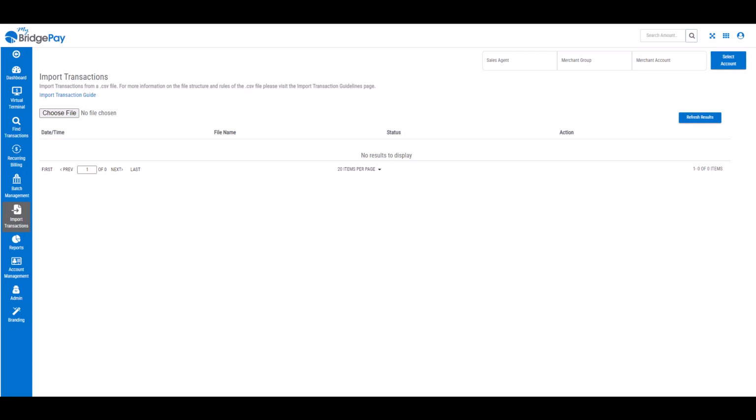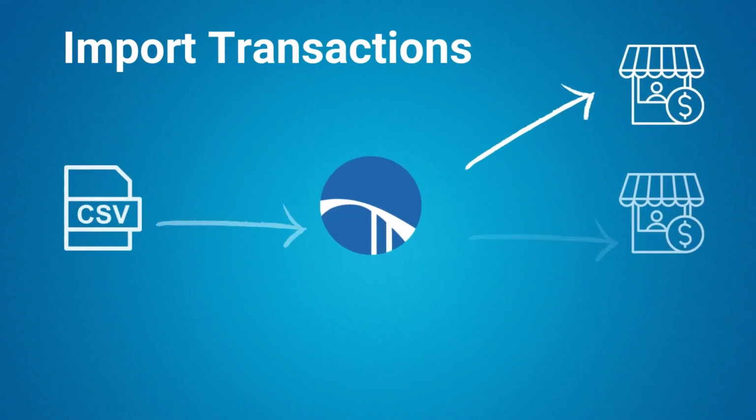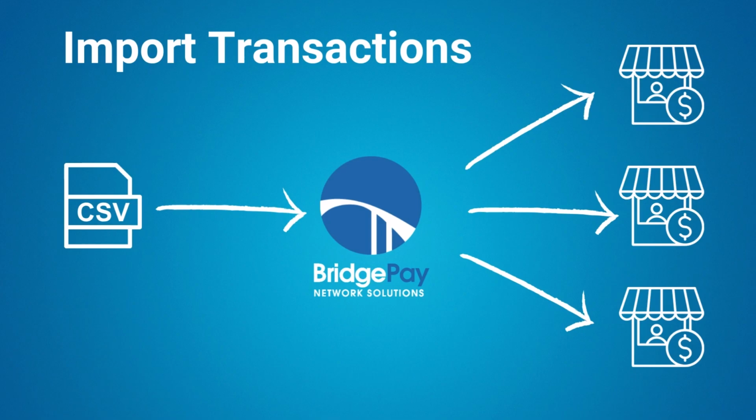Today we will be looking at the new Import Transaction module. This new module gives users the ability to import a CSV file containing data for multiple transactions into the gateway and have the transactions processed to the merchant account. Transactions will process to the current open batch.